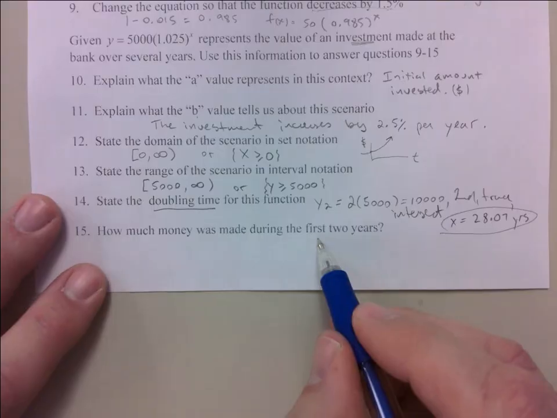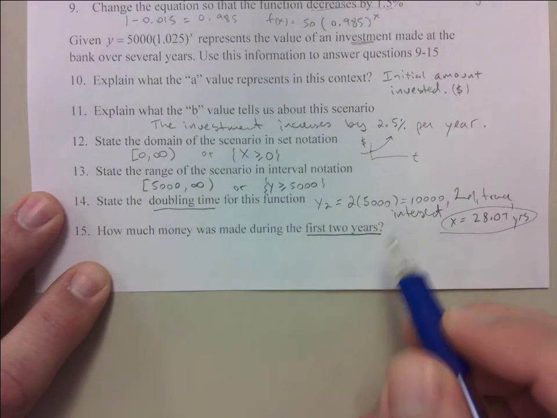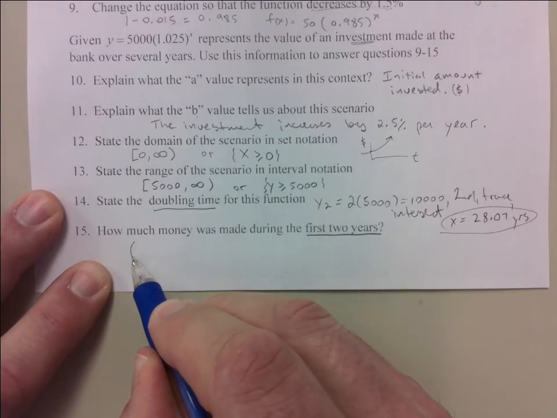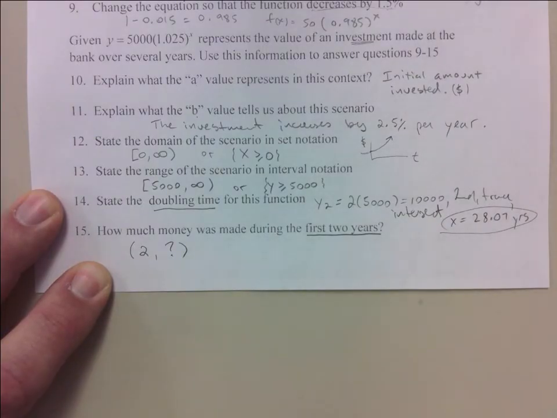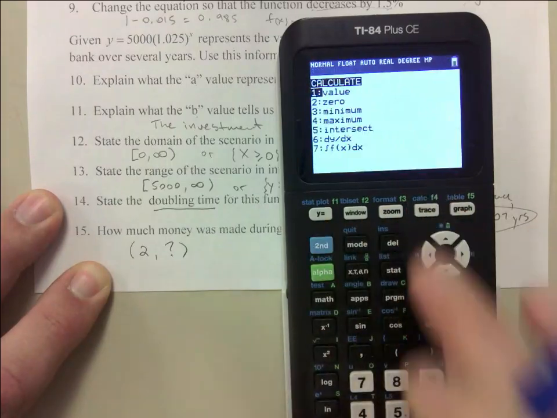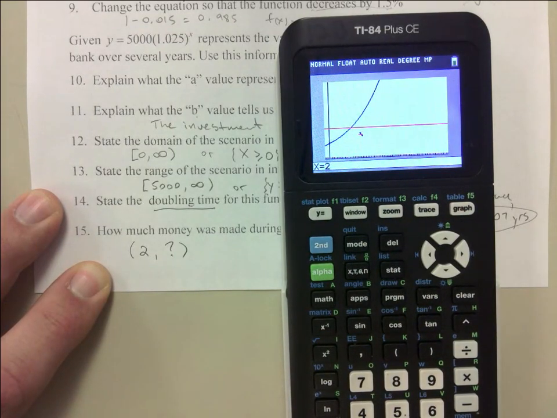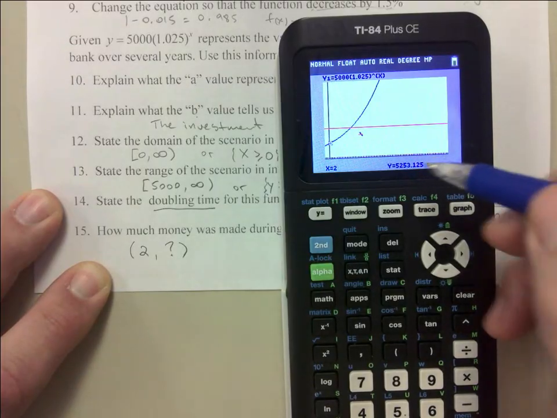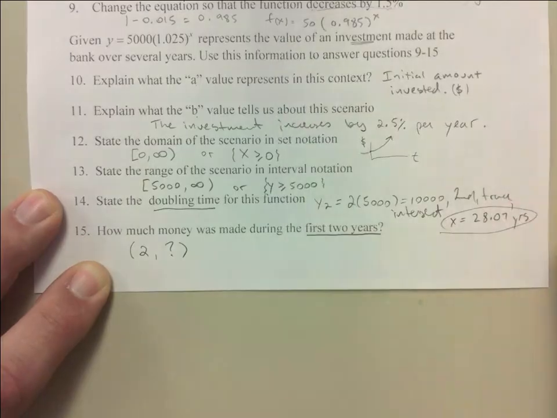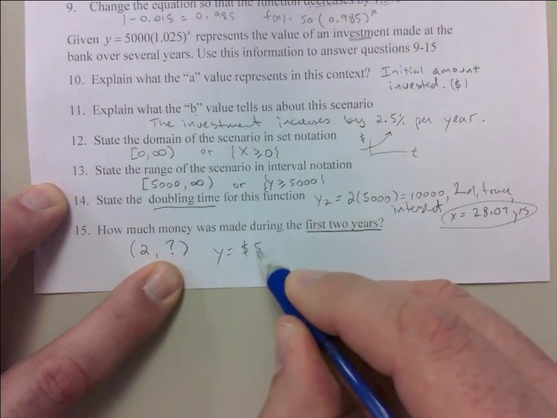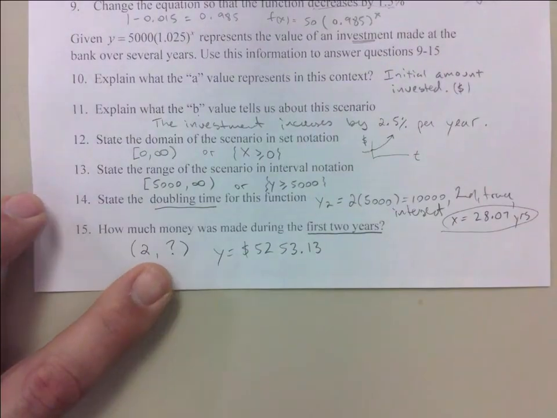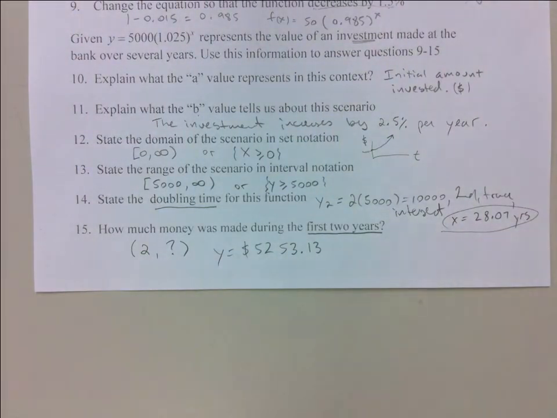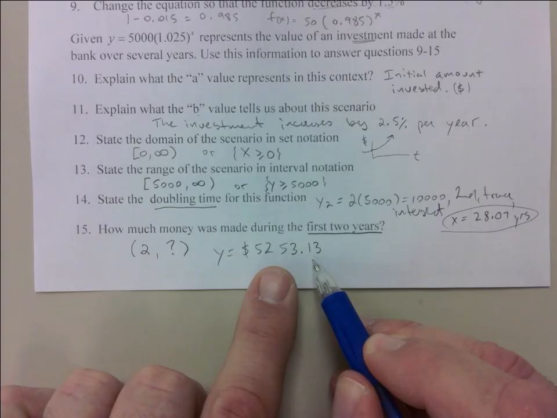How much money was made during the first 2 years? Basically, what I'm going to do here is I'm going to go, when x is equal to 2, how much money do I have in the bank? So I'm going to go second trace 1. X is equal to 2, and it's 5,253.13. That's how much you have in your account. So how much did you make? $253.13.